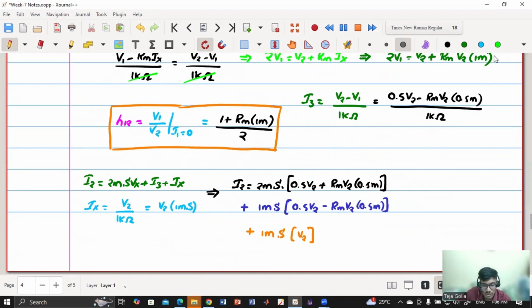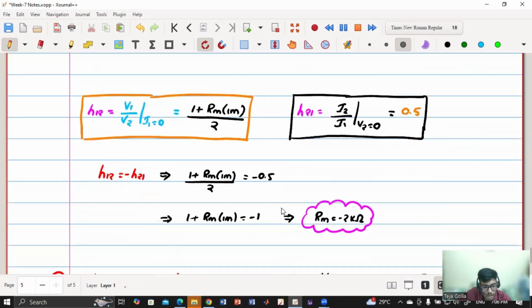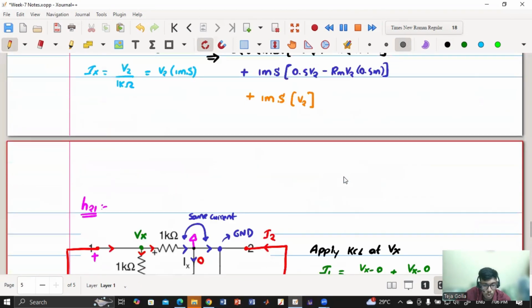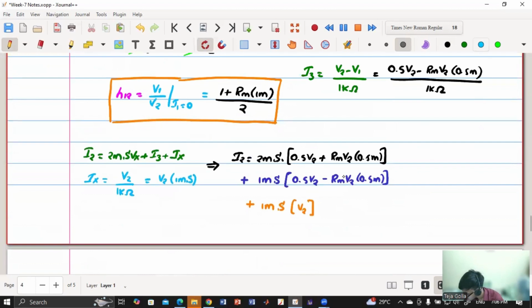And what is my value of Rm? The value of Rm is minus 2 kilo ohm. So here Rm is minus 2 kilo ohm. Clear until this point?